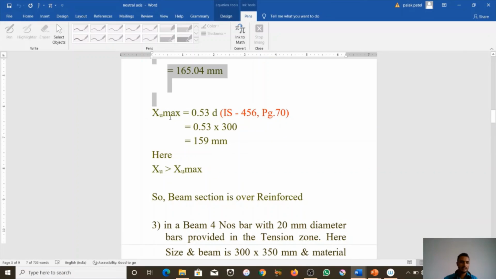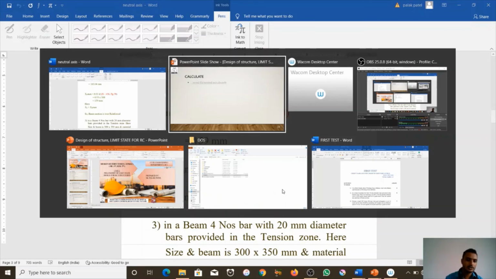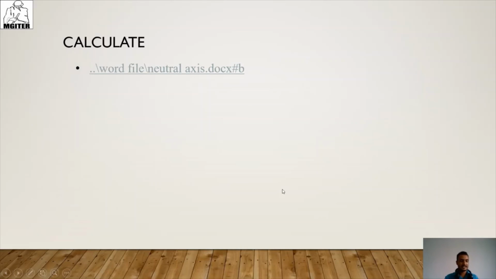Then after, Xu max. I told you we have to find the Xu max equation from IS 456 page number 70. Assign a D. D means effective depth, which is 300. So 0.53 into D, we get the value 159 mm. So here Xu is greater than Xu max. By this condition, we conclude that our reinforcement is an over reinforced section. Understood? So here our second example is complete.